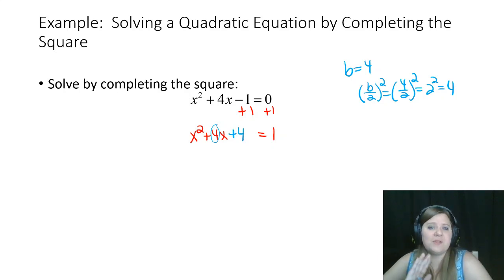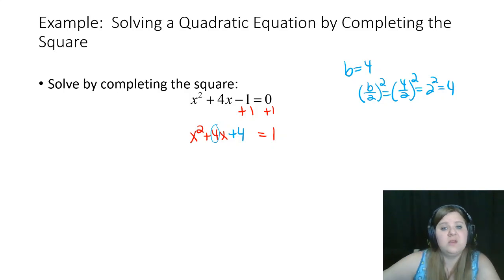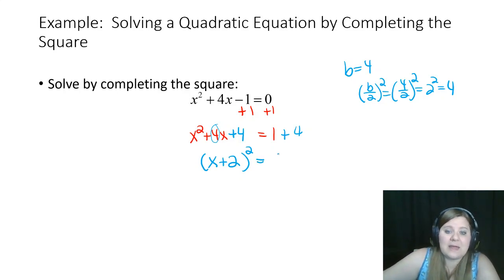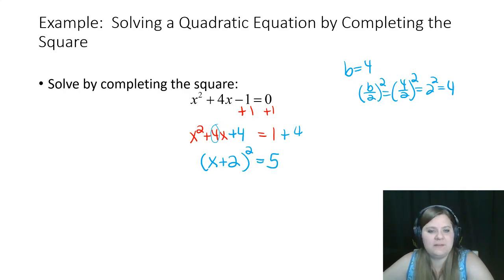But now that we're working with an equation, we have to remember that what you do to one side, you have to do to both. So we added 4 to the left. We're also going to add 4 to the right. So the left side, I could now factor. And we say, okay, b is 4. b divided by 2 is 2. So this becomes x plus 2 squared. Remember, you can still factor it the way that you did on the previous page if you like. Now that equals 5, because 1 plus 4 is 5.